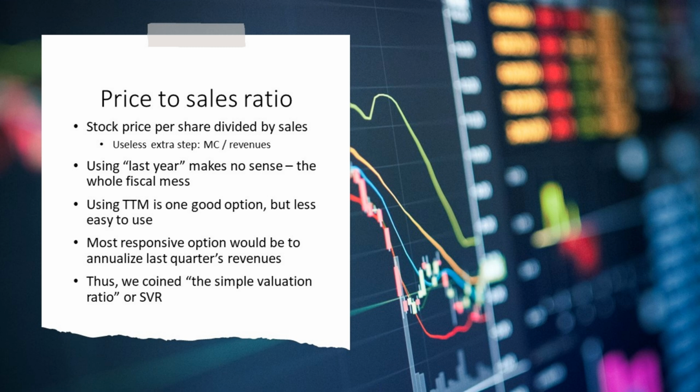Well, it's about time frames. So what you could do is you could say it's based on last year. Well, that doesn't make any sense because of that whole fiscal mess. So you're trying to compare companies that may have different fiscal years. A good option is to use trailing 12 months, and that's frequently how price to sales ratios are calculated. But we find it a little less easy to use than last quarter. And also, when we use last quarter, we find that to be very responsive to a company's revenue growth. And Snowflake would be a good example of that.